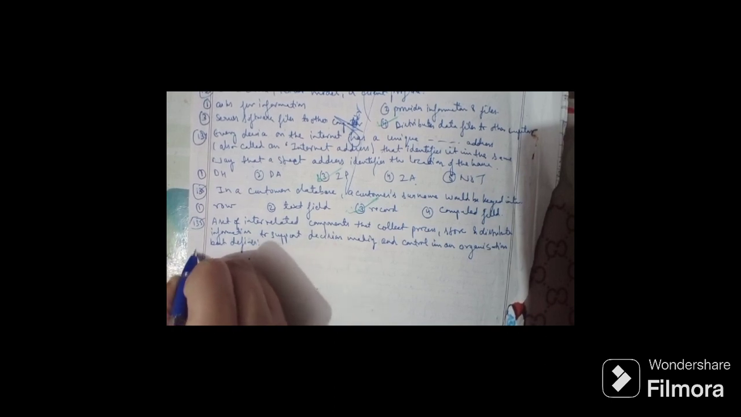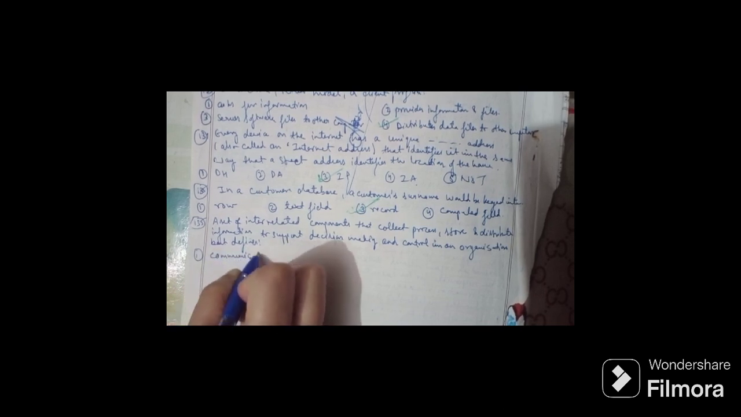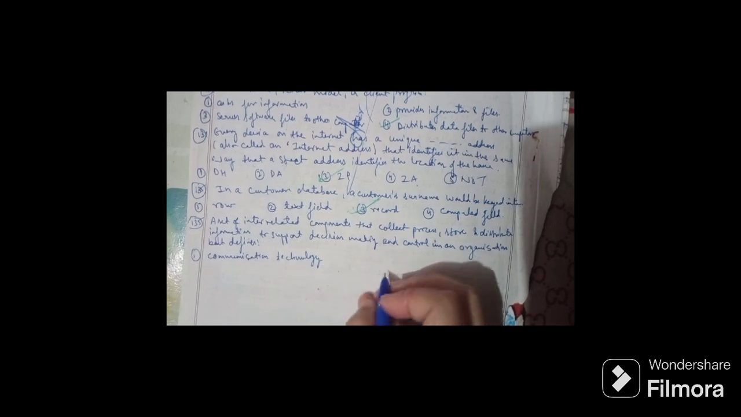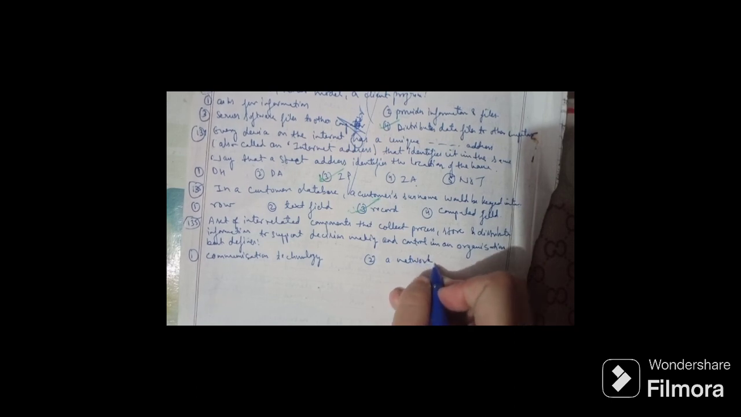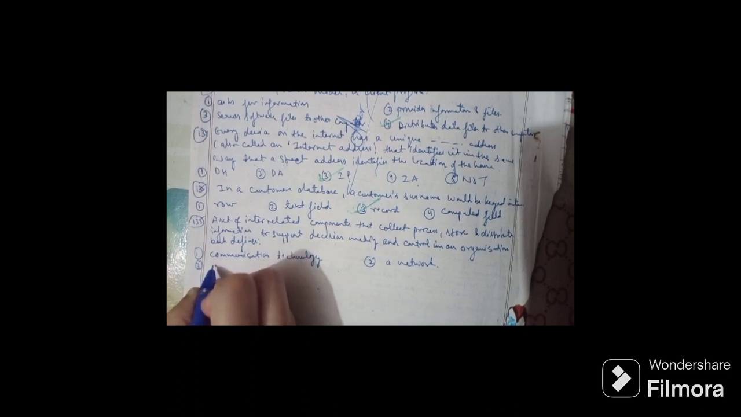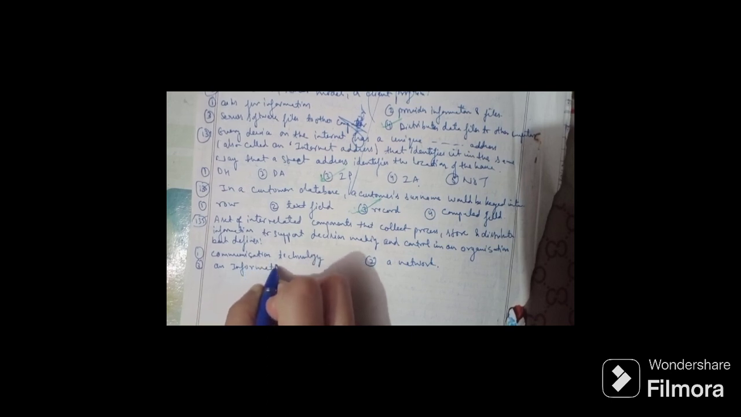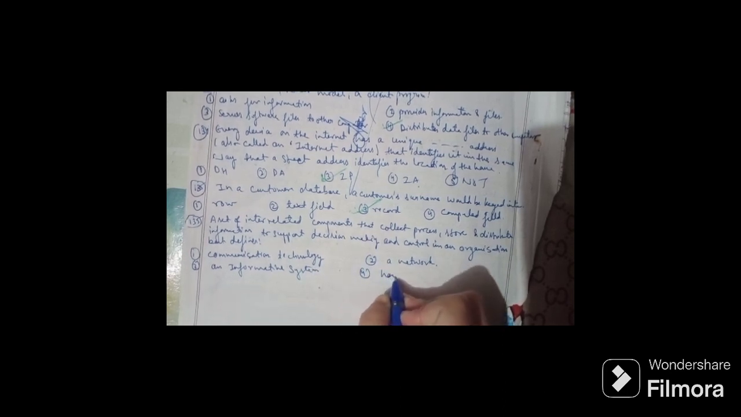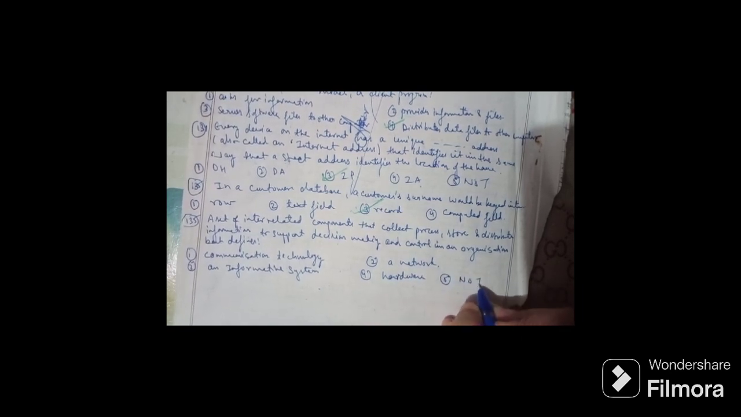Options are: communication technology; second is a network; third is an information system; fourth is hardware; and the fifth is none of the above.